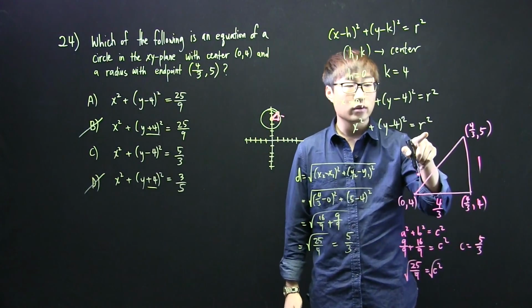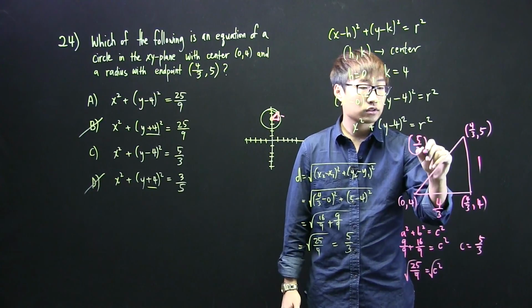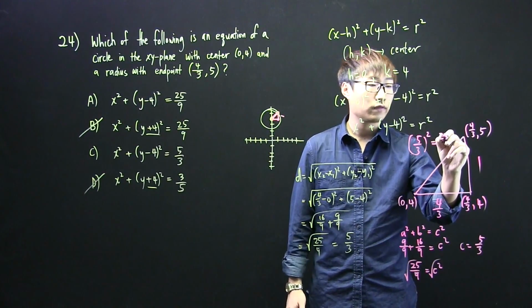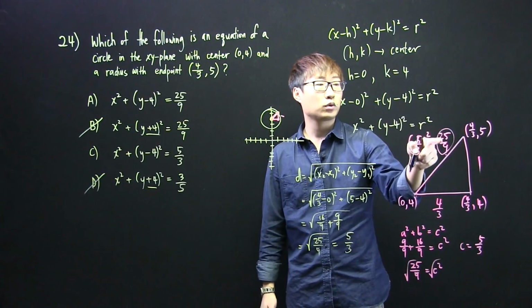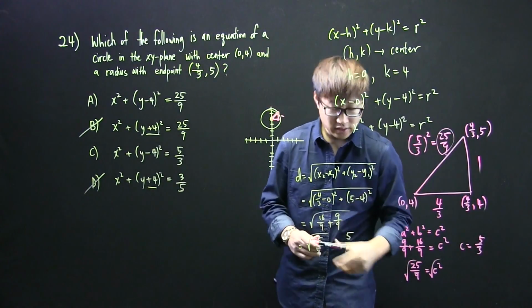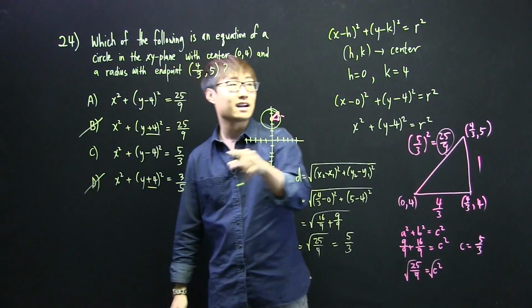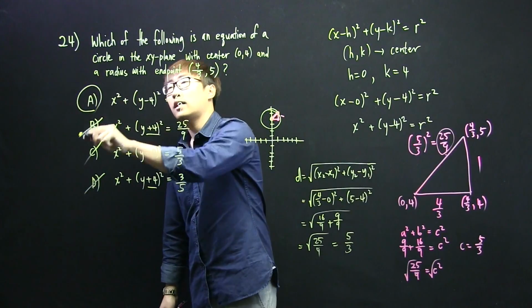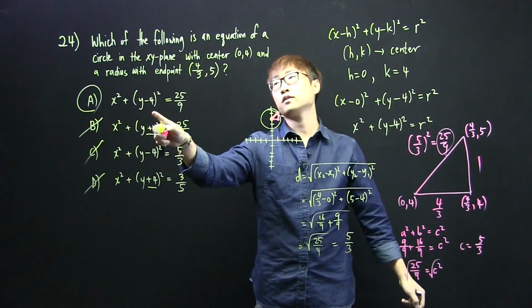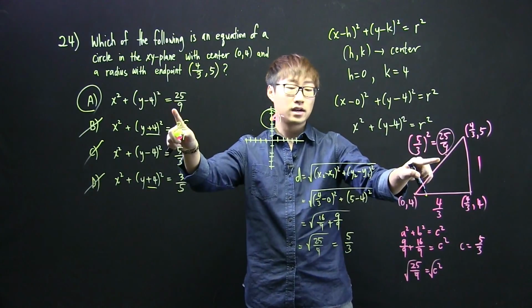It's r squared though, but r is 5/3, so it's going to be 5/3 squared, which will be 25 over 9, right? So at the end, we should have 25 over 9. Based on that, what can I get rid of? I can get rid of this guy because 5/3 is not r squared. That is just r. My answer choice is A. x squared plus (y minus 4) squared is equal to 25 over 9.